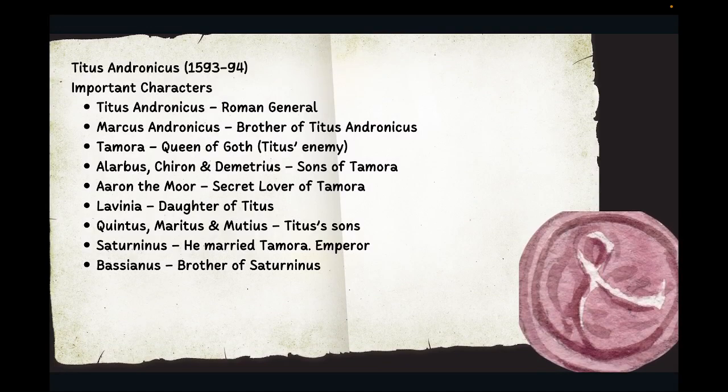Now we come to Titus Andronicus, written between 1593 and 94, and one of the darkest plays of Shakespeare. The important characters are Titus Andronicus, a Roman general; Marcus Andronicus, brother of Titus; Tamora, queen of Goths and Titus's enemy; Alarbus, Chiron, and Demetrius, sons of Tamora; Aaron, secret lover of Tamora; Lavinia, daughter of Titus; Quintus, Martius, and Mutius, Titus's sons; Saturninus, an emperor who married Tamora; and Bassianus, brother of Saturninus.